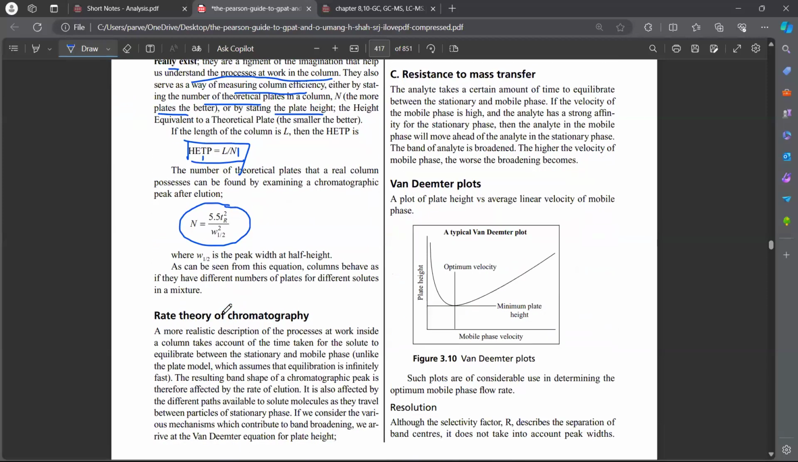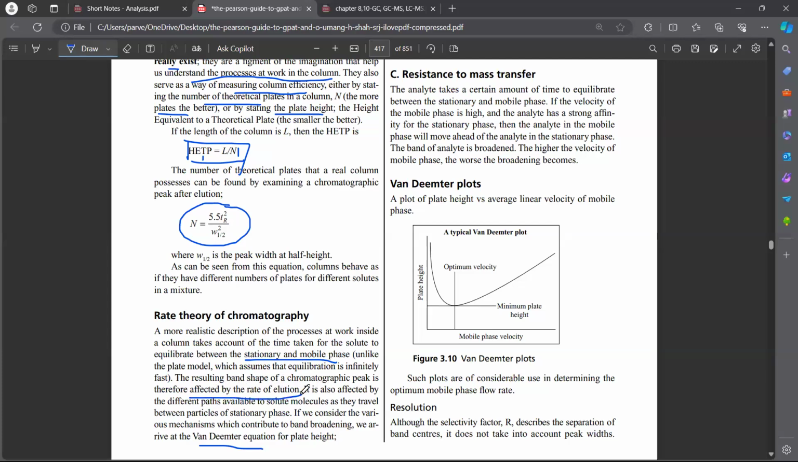So another most important equation for both HPLC and gas chromatography is the Van Deemter equation. This is very important, guys, and it comes under the rate theory of chromatography, which states that a more realistic description of the process at work inside the column takes account of the time taken for the solute to equilibrate between the stationary and mobile phase. As I mentioned, every analyte equilibrates between the stationary phase and the mobile phase. So the resulting band shape of the chromatographic peak is therefore affected by the rate of elution.